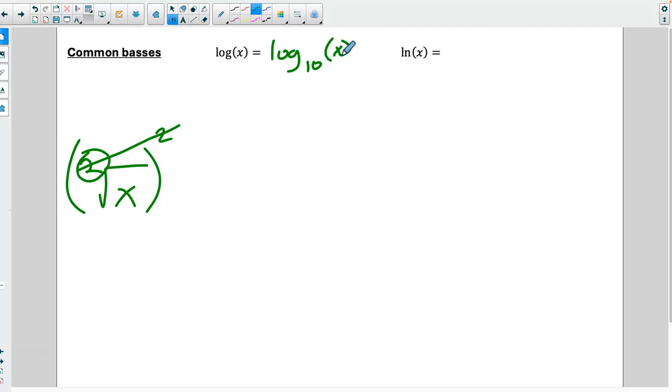Because of that, that's the button on your calculator. That's why we do a change of base formula. That's why when you have log base 2, you take log of 15 divided by log 2 to get an answer. Because otherwise it's doing it as a log base 10.